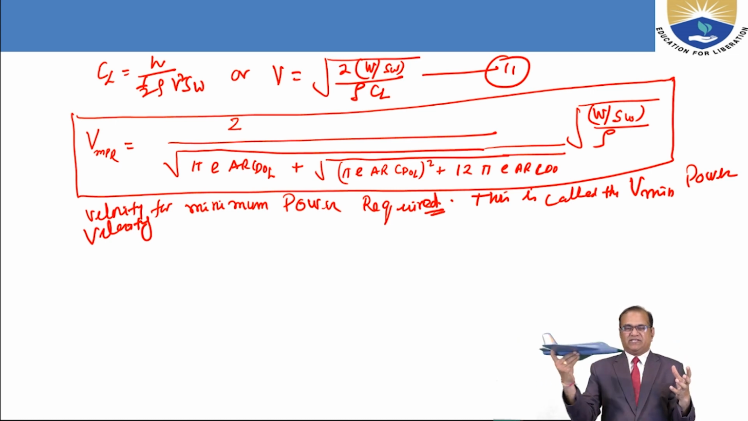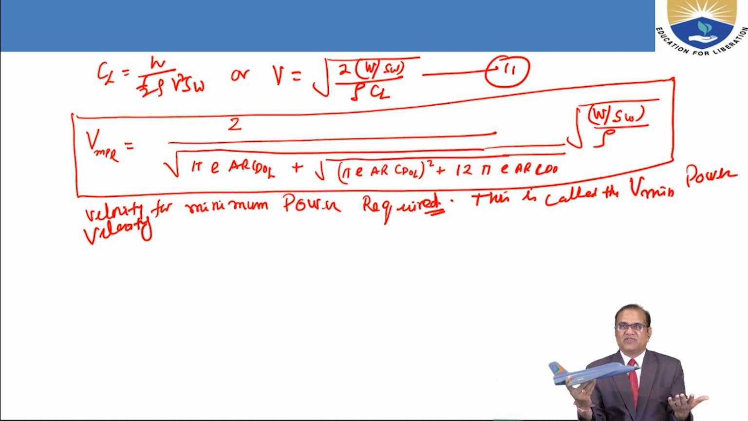If you fly like this, your power consumption should be minimum. This depends upon the factors, that is the CD naught, aspect ratio, weight, that is W by SW, that is called the load factor, and the altitude. At what altitude you are flying, what is the load factor, and what is the CD naught. Only these three parameters are very important to achieve these things.